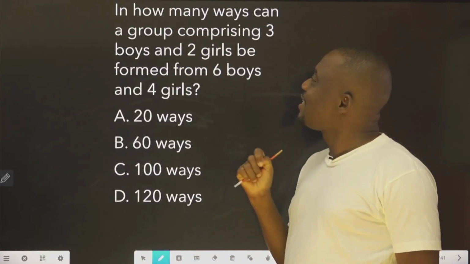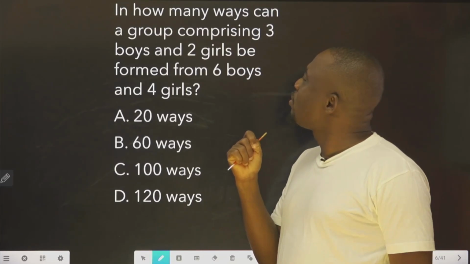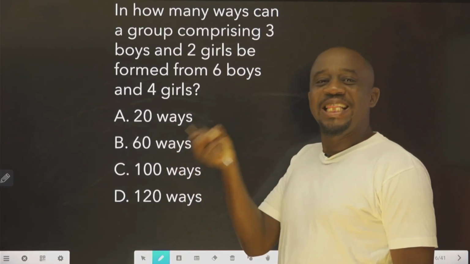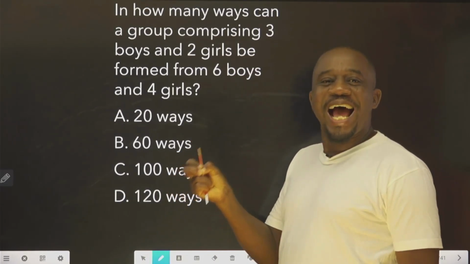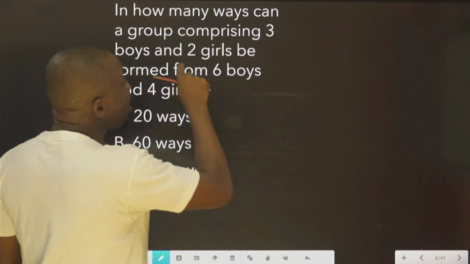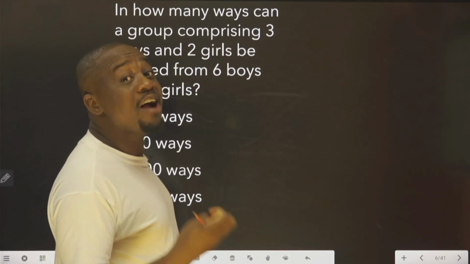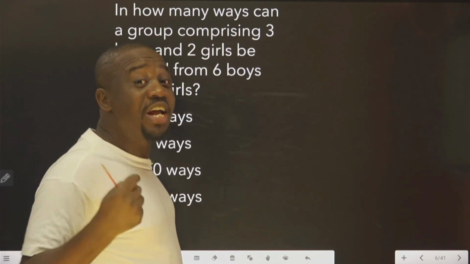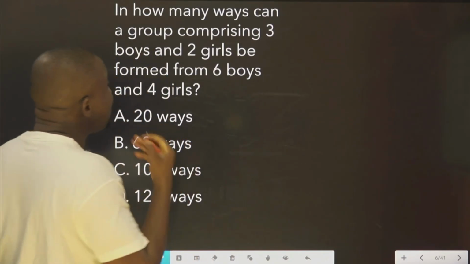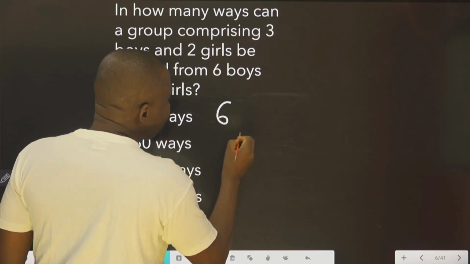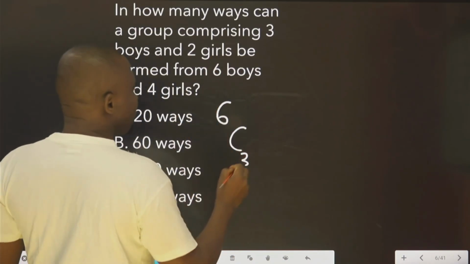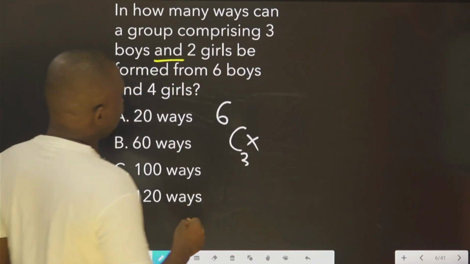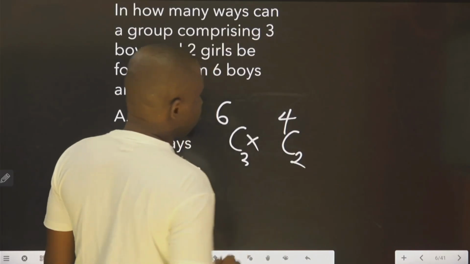Now let's look at this. It says, in how many ways can a group comprising 3 boys and 2 girls be formed, be taken from 6 boys and 4 girls? Because we are just forming, we are not arranging, just formation is combination, not permutation. It's only when you are arranging, you consider permutation. It means, therefore, we are taking 3 from 6. 3 is taken from 6, multiplied by, because we saw here, and from 4, we are going to take 2.